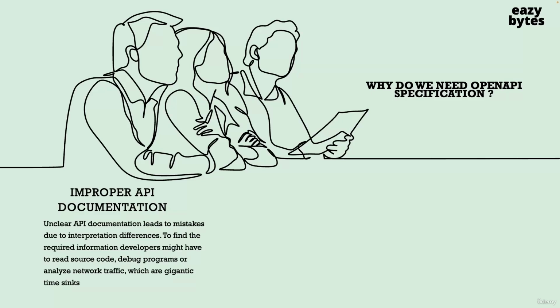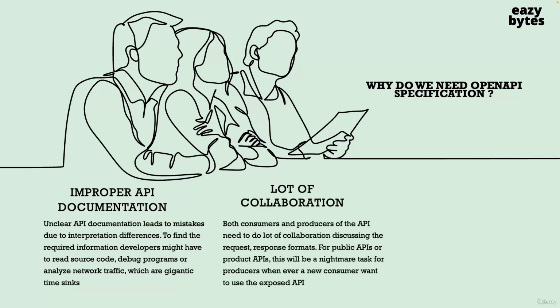The second problem that the industry and API developers faced before the OpenAPI specification is that a lot of collaboration is needed between the consumers and producers, developers. If someone wants to consume a REST service exposed by a producer company, then in order to finalize the request structure or response structure, they need to do a lot of collaboration in terms of organizing meetings with each other. And this will be a nightmare, especially for organizations trying to build public APIs or product APIs.